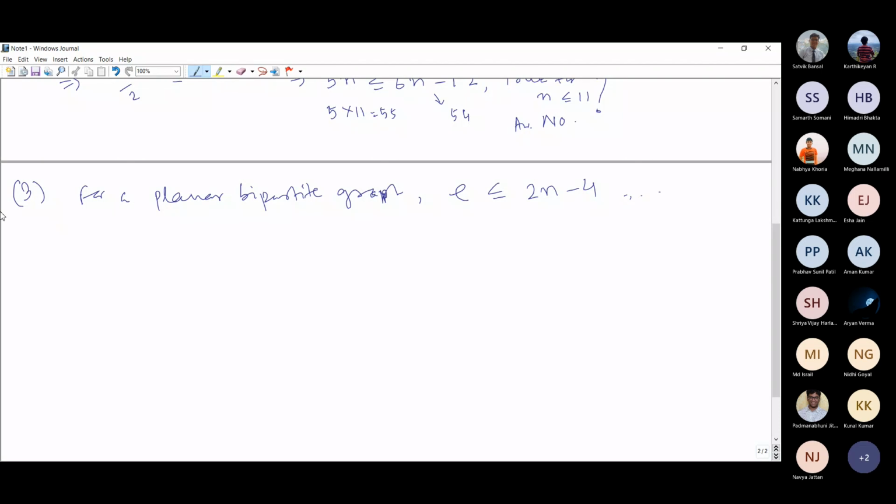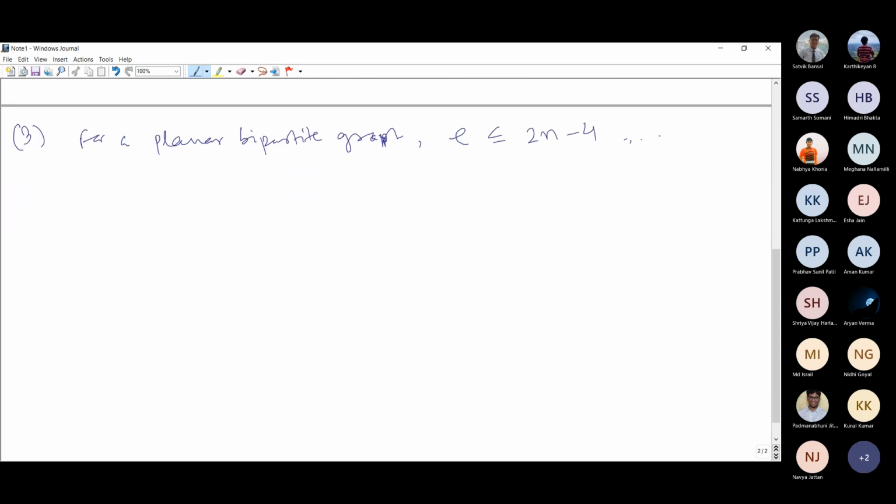In a similar way, I'm not writing everything here in detail. You try, I am giving you this hint. You can prove that this statement given here is true, and you prove it exactly in the similar way as in problem number 2, except you have to use this bound for the number of edges: E is less than or equal to 2n minus 4. This is what you use and then proceed.